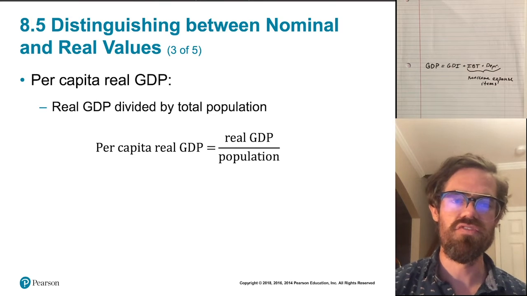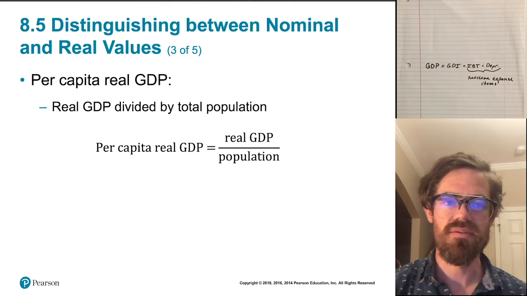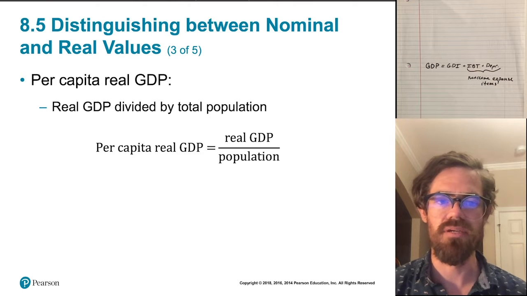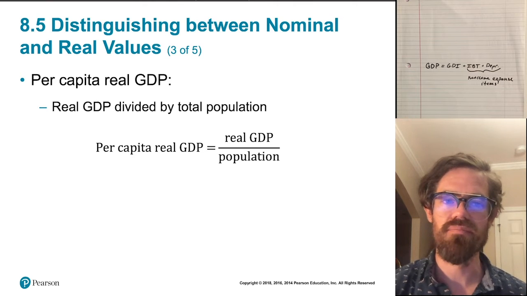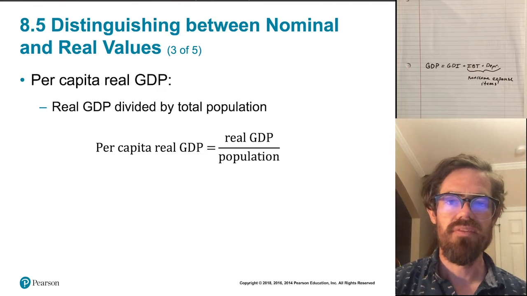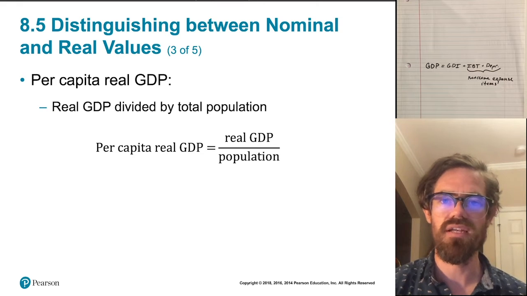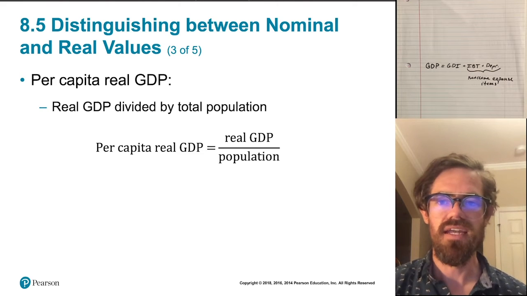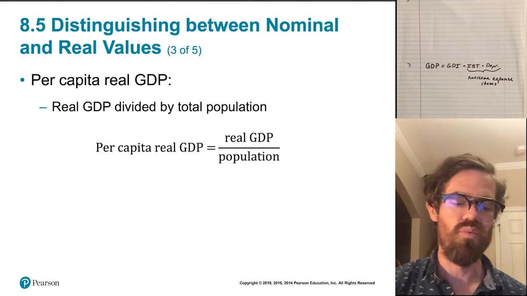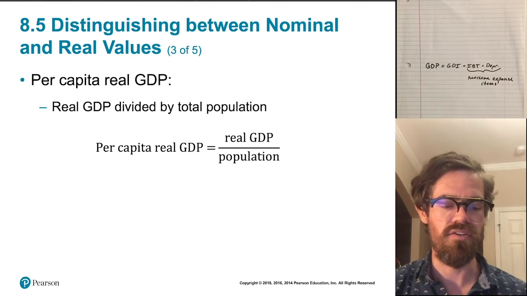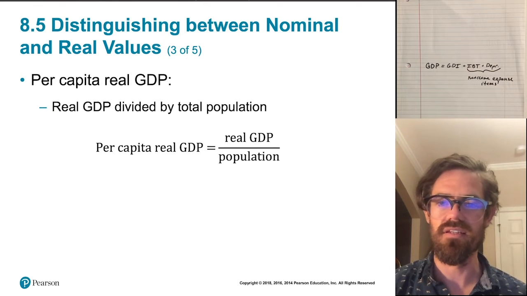Now, another useful measure is something called per capita real GDP. What per capita means is just per person, right? This is useful because, we'll see some numbers in a second to see why. Basically, putting it in per person terms gives us a much better idea of how an economy is doing, and it allows us to compare one economy to another, say the United States economy to the Chinese economy, right?